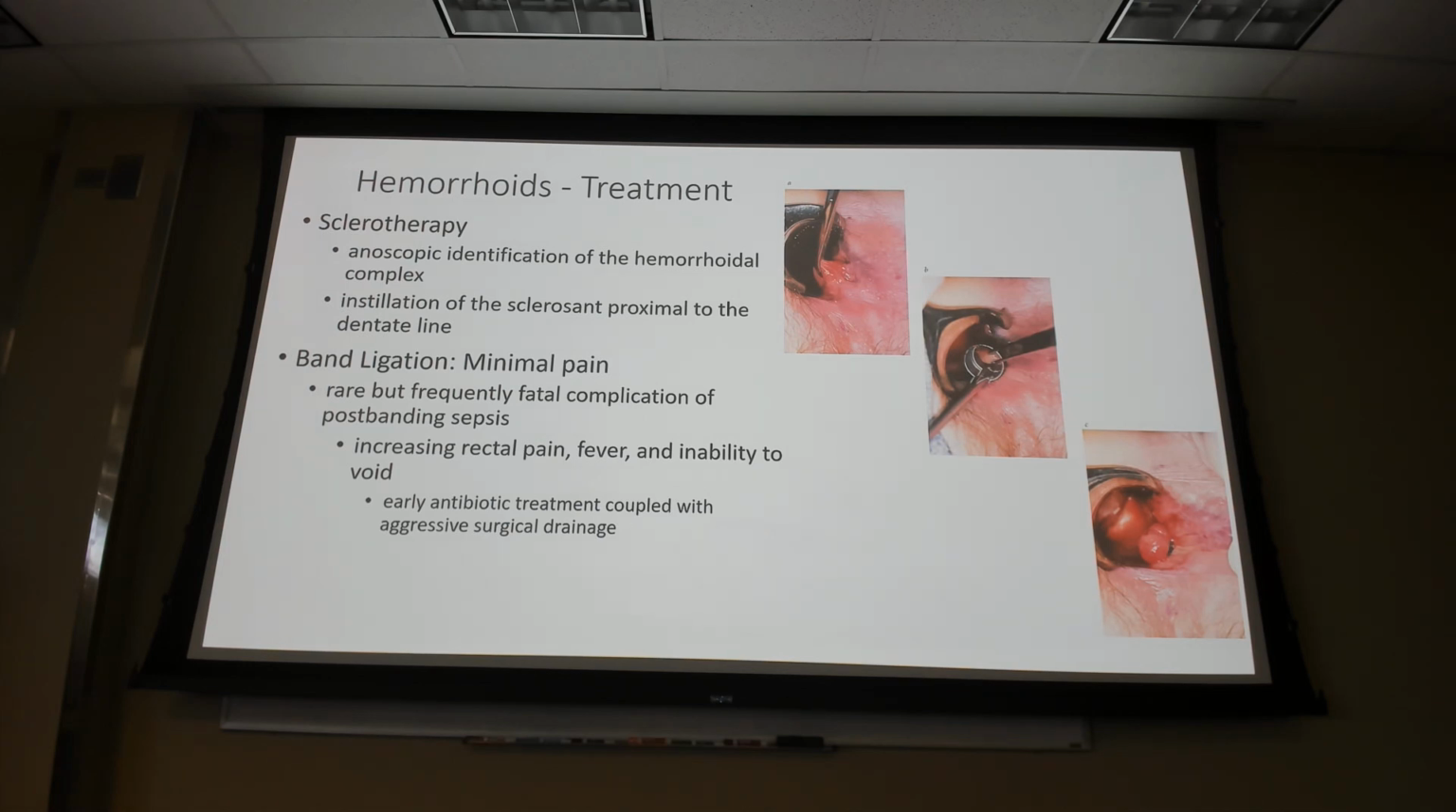And then if we have thrombosed hemorrhoids, this is when we can actually treat them in the acute period. So there's a couple different options. We have sclerotherapy, which is an option probably in a surgery clinic. I've never done that one. Or you can have band ligation.